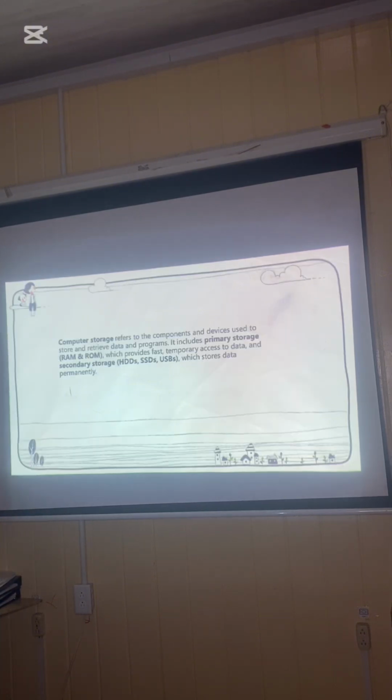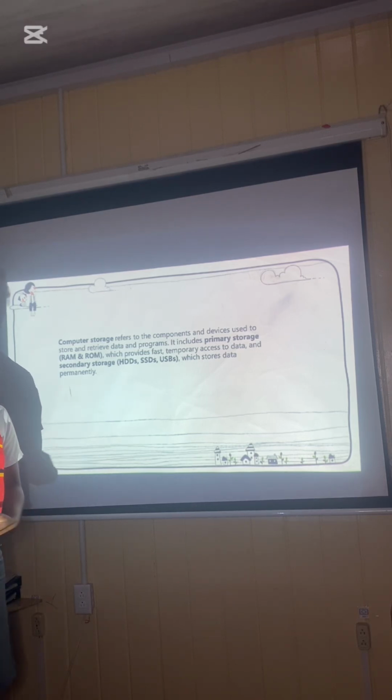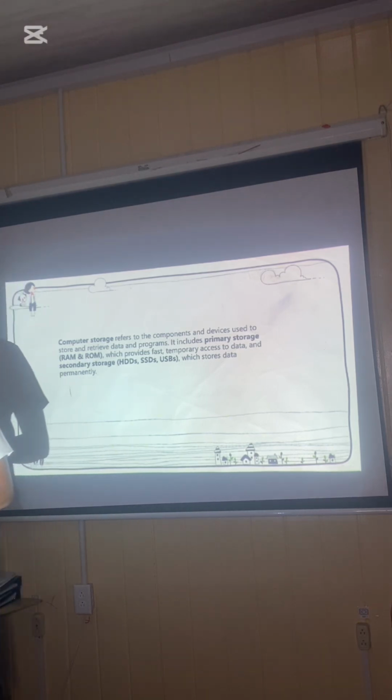Great job. So computer storage refers to the components or equipment that are used to store and retrieve data and programs. These include our primary storage, which basically provides fast and temporary access to our data. Yes, that is correct. So once we turn off our computer system, that information will be gone, right? And then we also have the secondary storage, which gives us more permanent storage of our data.